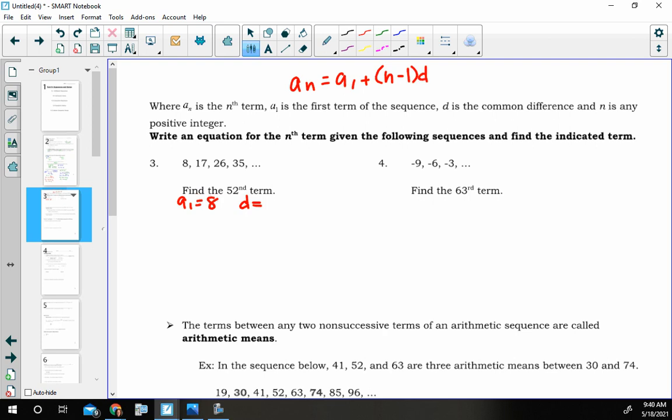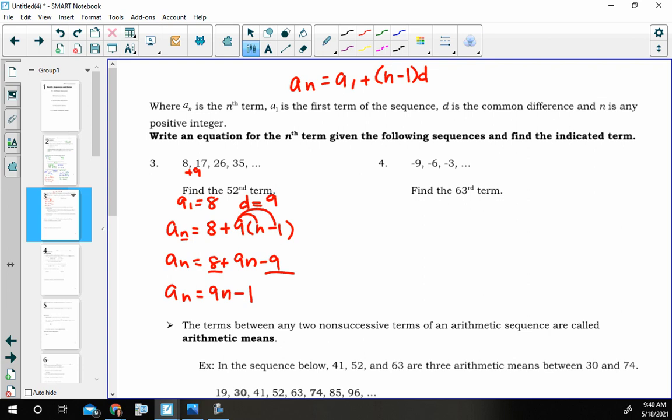Okay, so my distance, I'm going from 8 to 17 to 26. So if I don't know what is added going forward, I take them and subtract backwards. So I'm adding 9 each time. So now I'm going to make my equation. a sub n equals my first term, so 8 plus, I still have my general n minus 1 times my 9. So again, if I want to rewrite this with the 9 being in the front, we're going to simplify this. 9 times n is 9n minus 9, and then I can combine those to get negative 1.